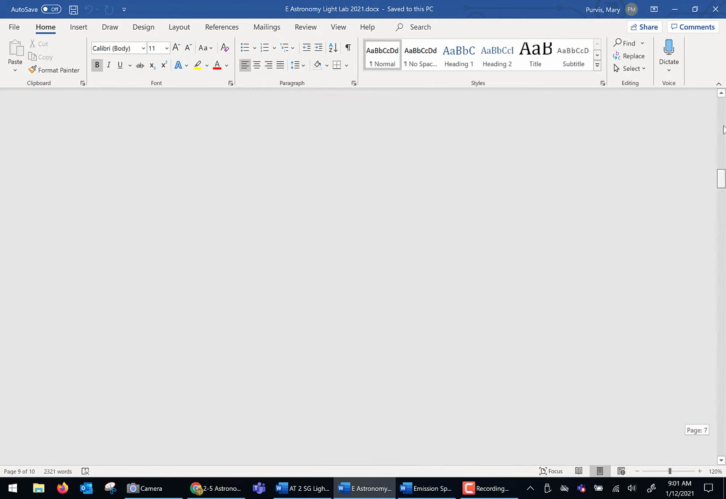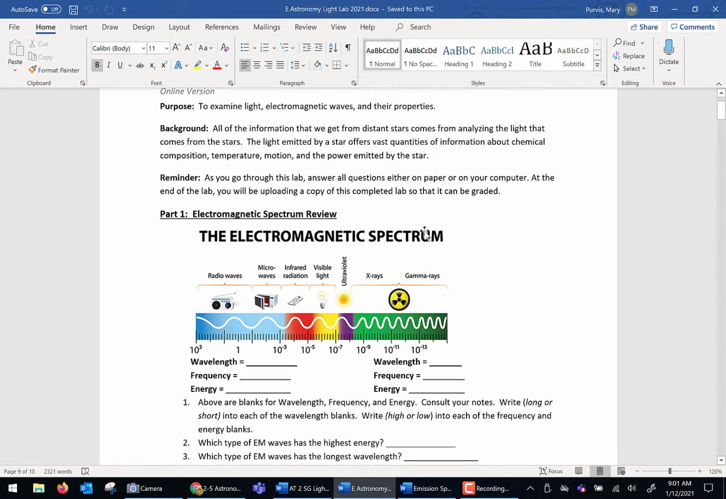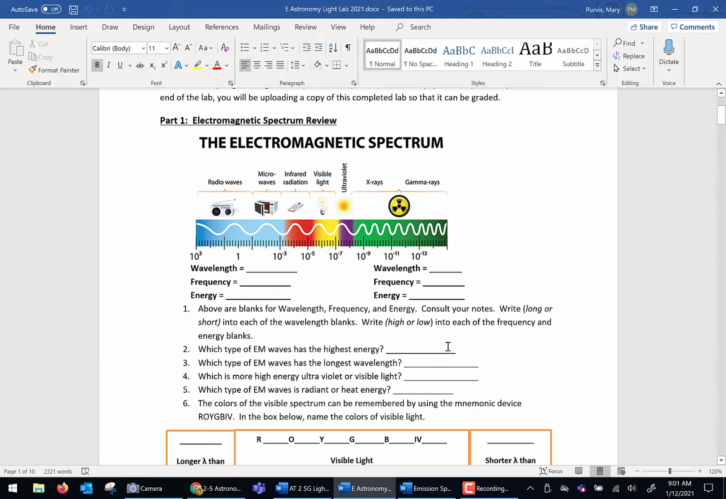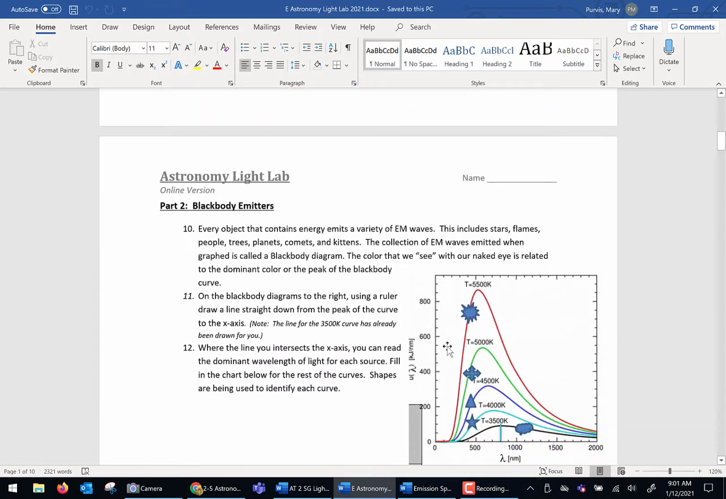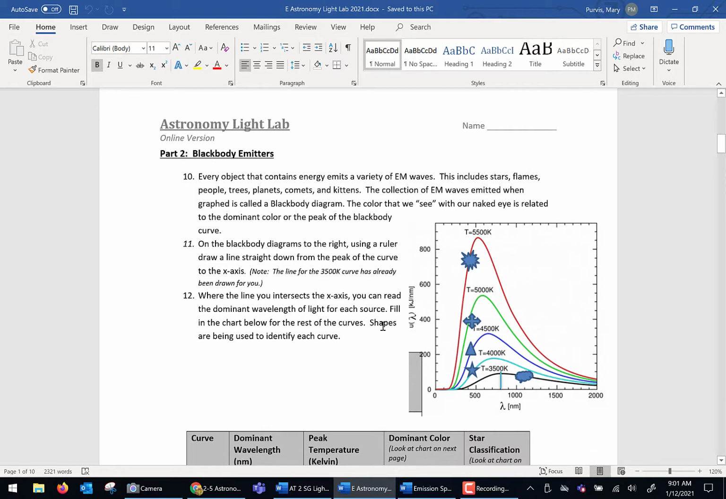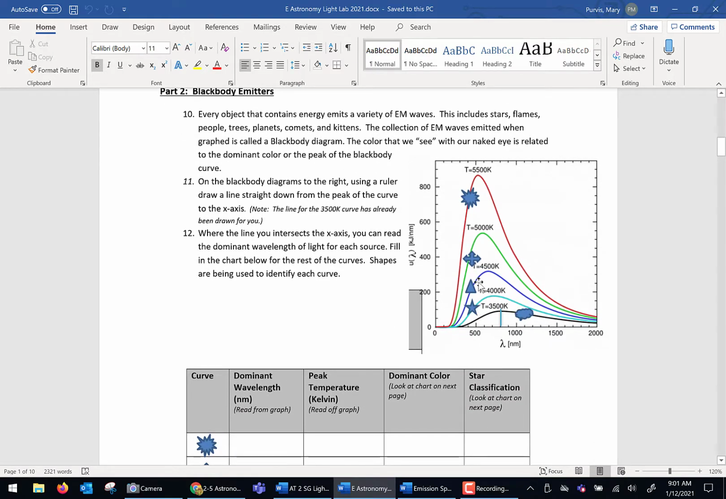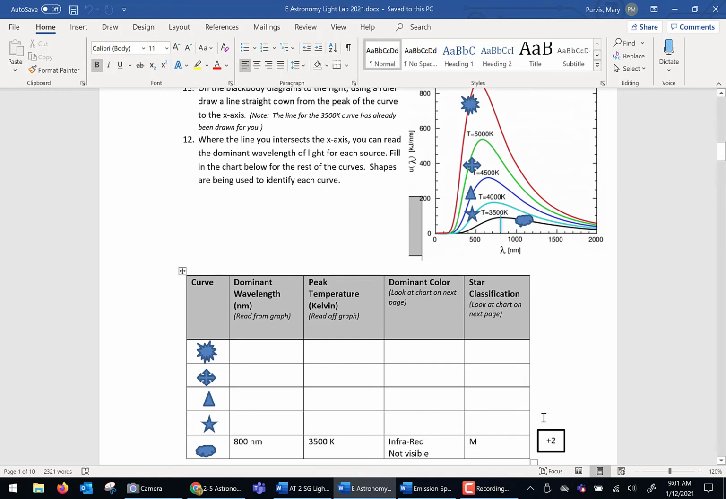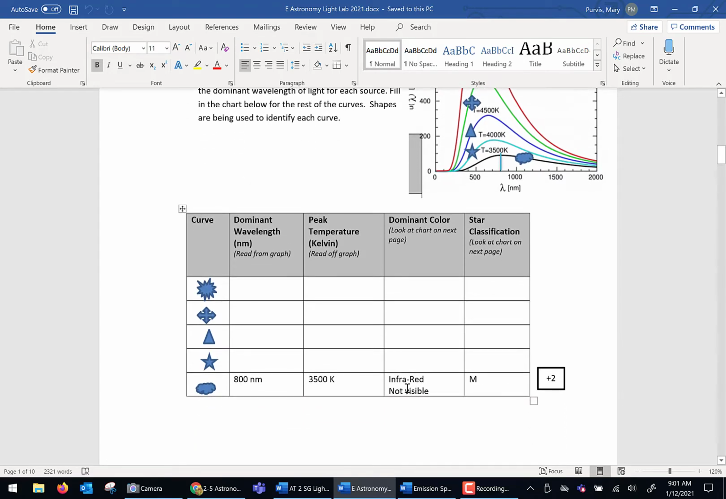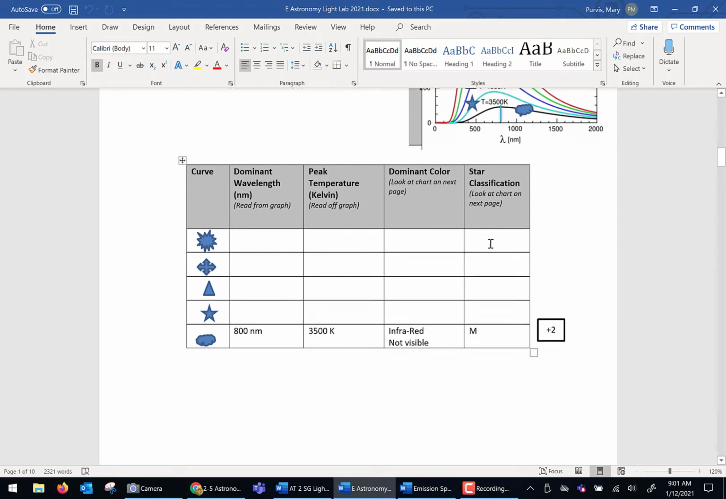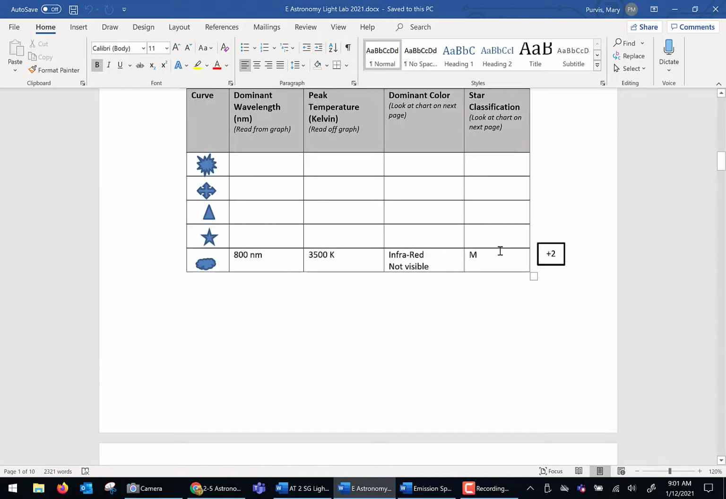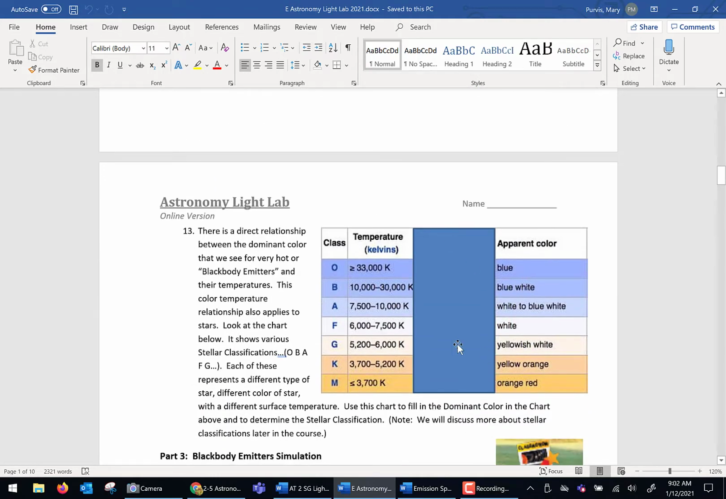Now, our light lab for this week, we're going to start out having you review what you know about the electromagnetic spectrum, and answer some questions about that. Then I'm going to have you analyze this black body curve. These are black body curves from various stars. Use this chart to fill in this graph down here. You're also going to have to look at star classification. To fill in this part of the chart, you're going to need this chart right here, the stellar classification graph. Now we're going to refer to this chart often throughout the semester.